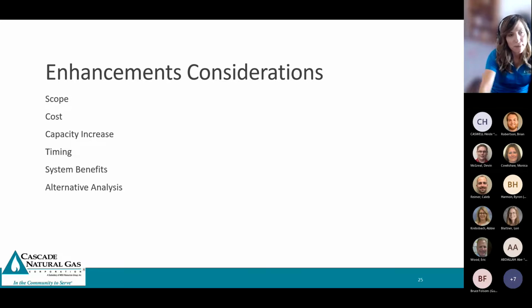But yeah, so this is where I was going. Our enhancement considerations, on each one of these, we'd look at scope, cost, the capacity increase, timing, system benefits and alternative analysis. Each enhancement, like Heidi's talking about, would have different pros and cons, and we need to weigh them out in alternative selection. I'll discuss more on those processes in a bit. Like I mentioned, there are several things that would play into why an enhancement is selected. Like that example we went through had permitting in the airport, but there are different things that can constrain you.